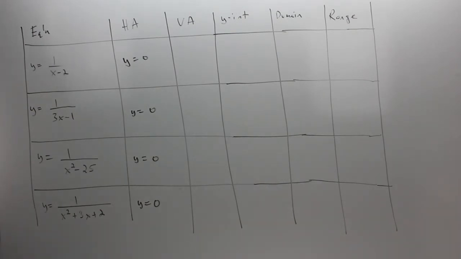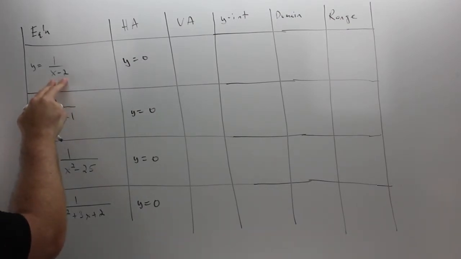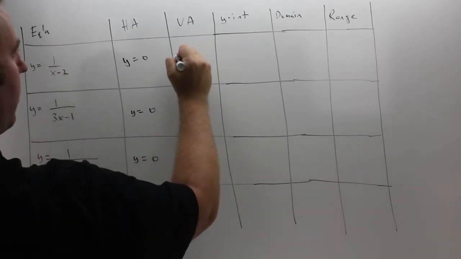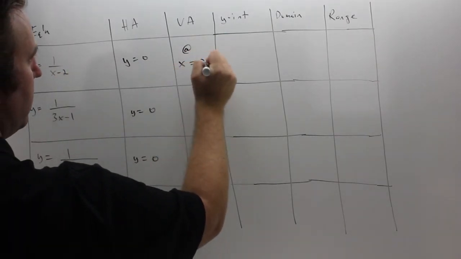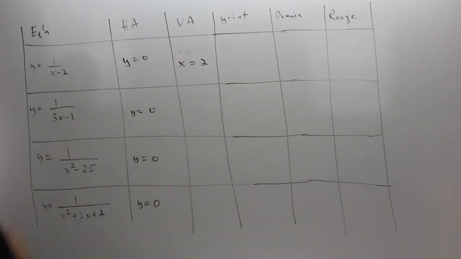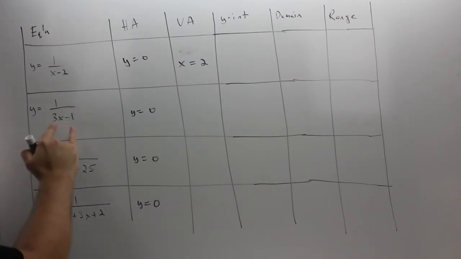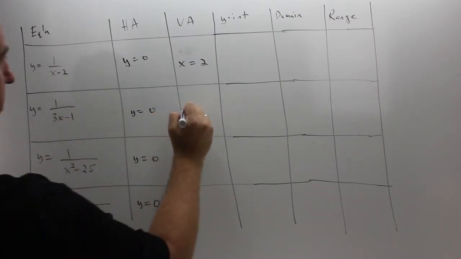Okay, so the vertical asymptote. So the vertical asymptote is basically the restriction on the denominator. So in this case here we have a vertical asymptote at x equals 2. For the second equation, 3x minus 1, it's at the root of 3x minus 1, which is 1 over 3.